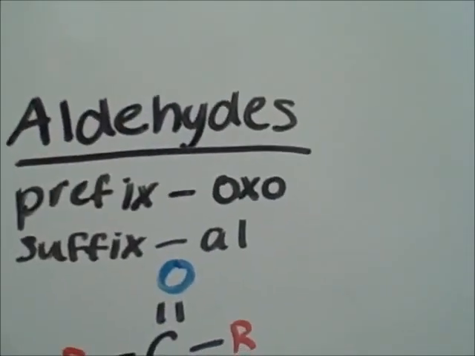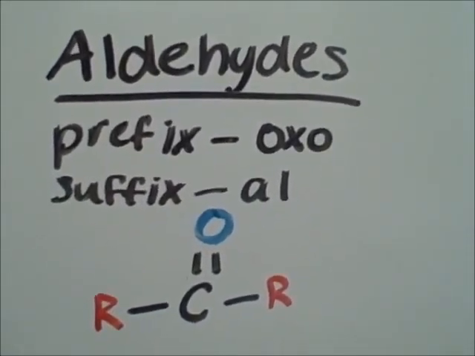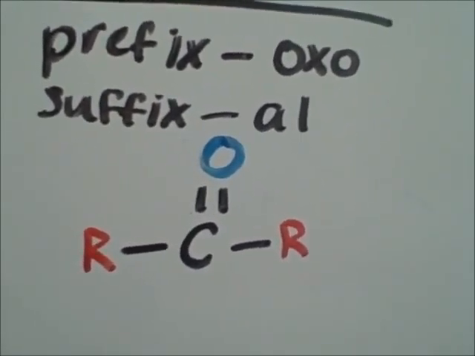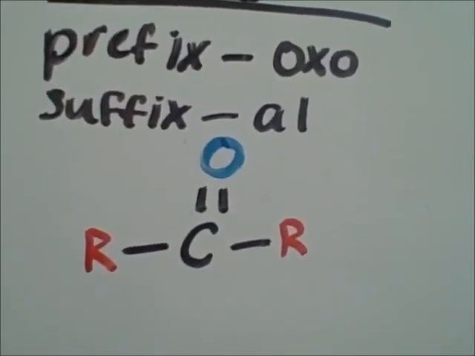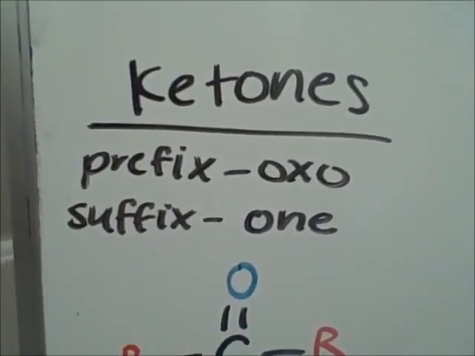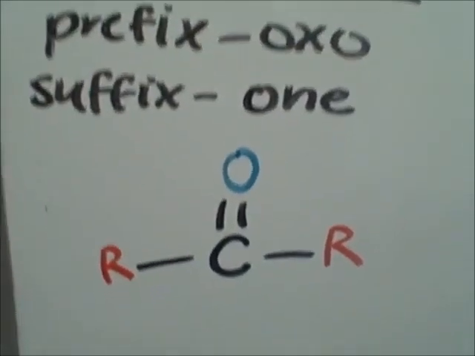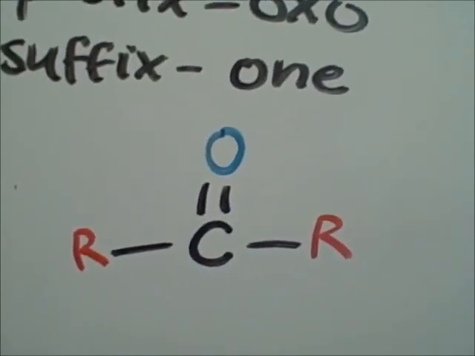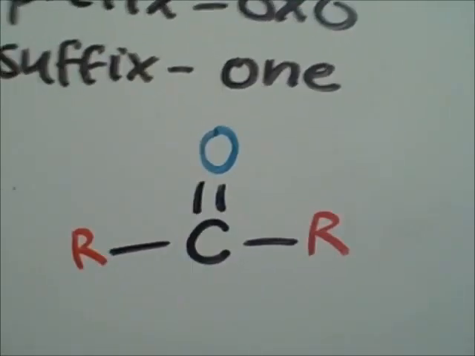Aldehydes have a prefix of oxo and a suffix of -al, and the carbon is bonded to another carbon on either side and double bonded to oxygen above. For ketones, the prefix is oxo and the suffix is -one. You have a carbon atom bonded through single bonds to R on either side, which is another carbon atom, and double bonded to O on the top.